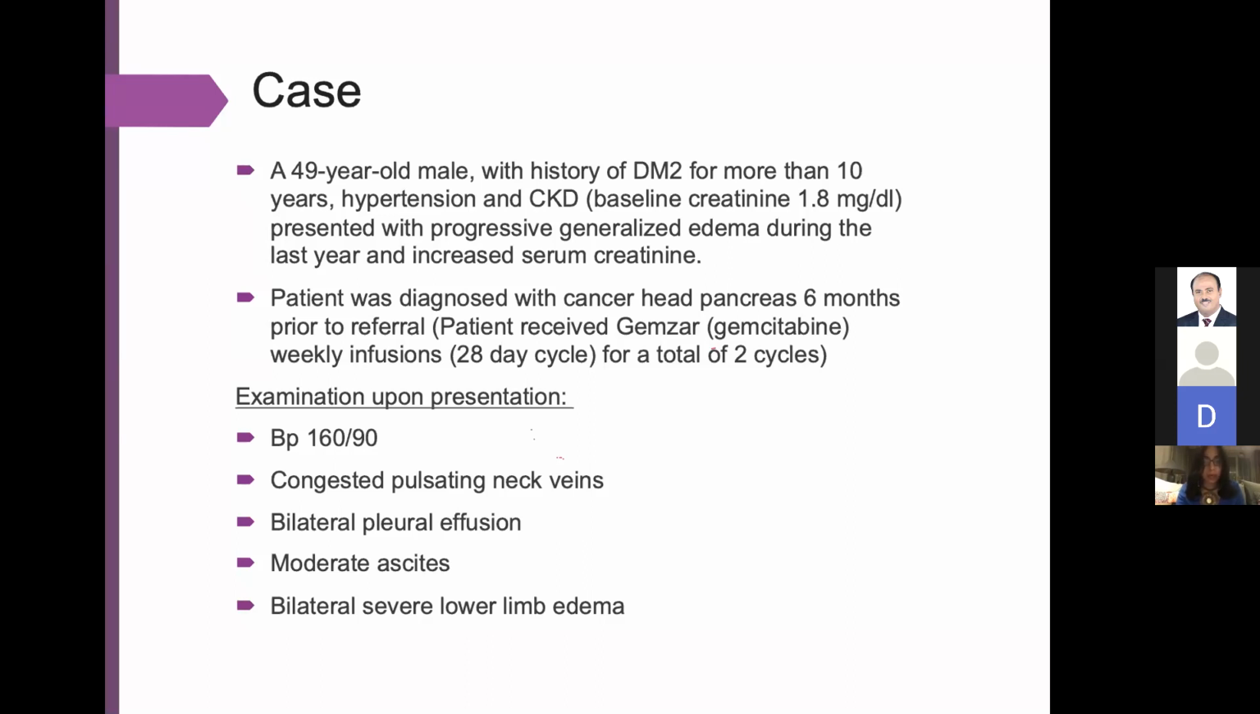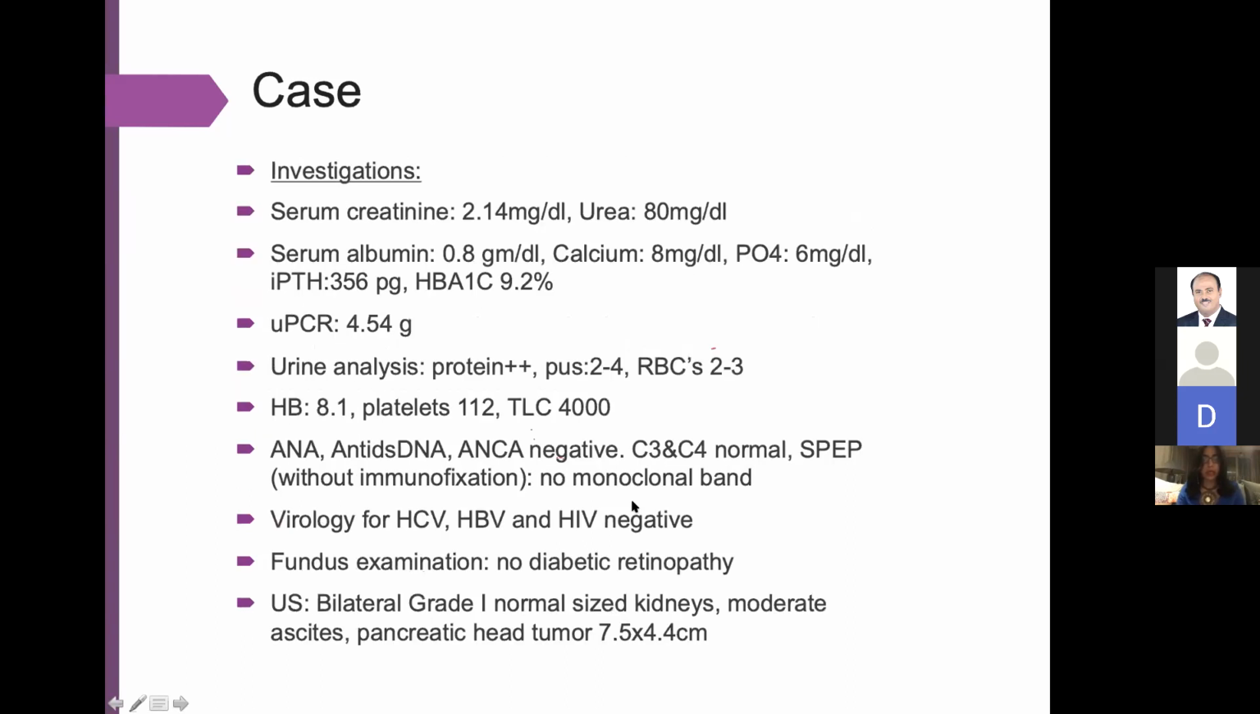His examination upon presentation, blood pressure was 160/90, had congested pulsating neck veins, bilateral pleural effusion, moderate ascites, and bilateral severe lower limb edema. So he's markedly proteinuric. Serum creatinine was 2.1 and was rising. Serum albumin was 0.8, very, very low. PTH was 356, glycosylated hemoglobin 9.2. Urine protein creatinine ratio was 4.54.